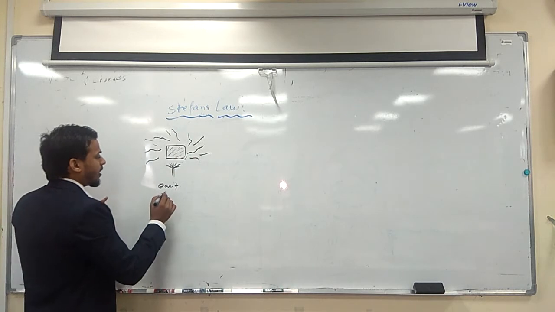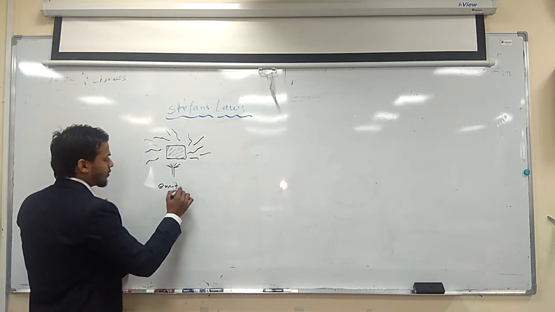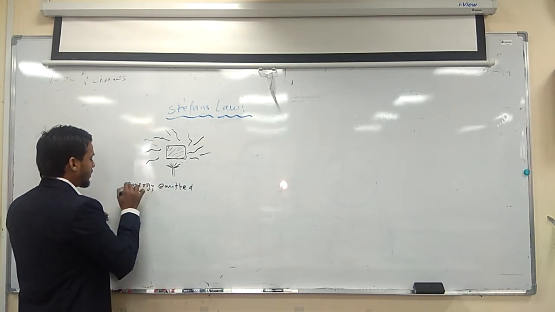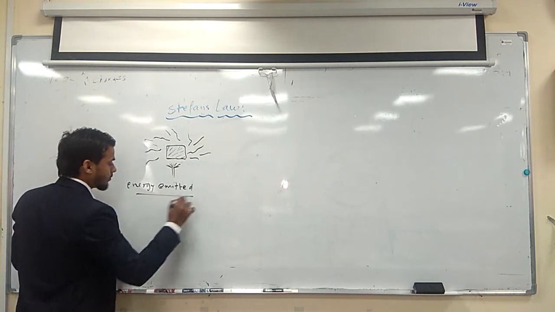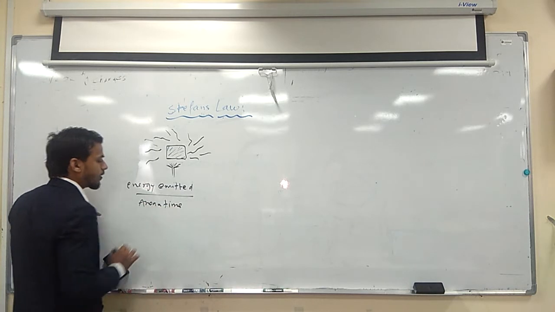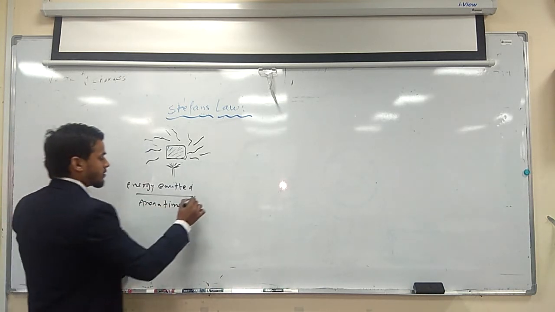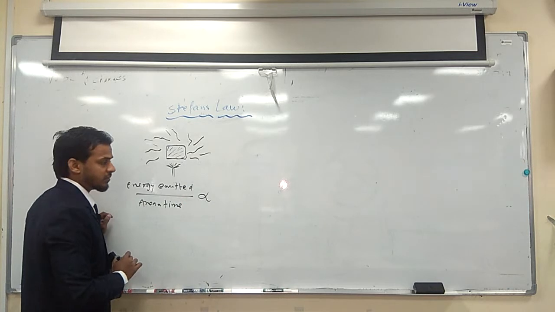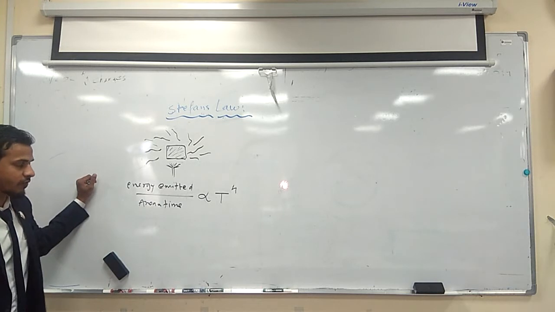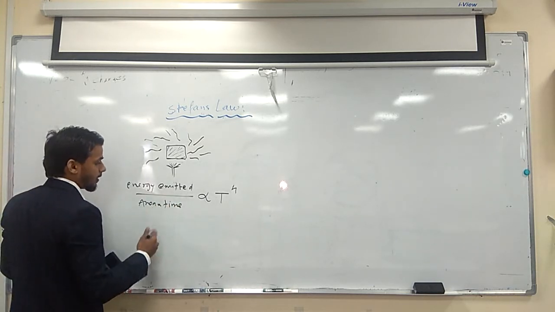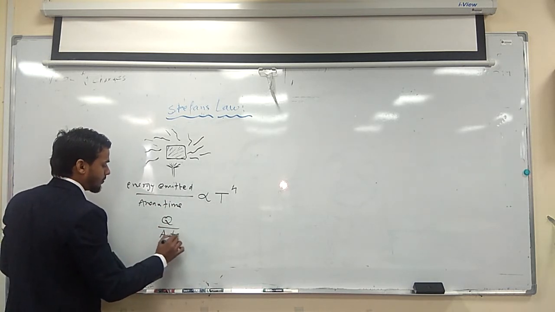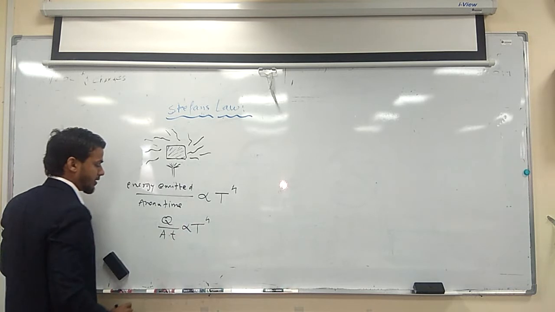So what does Stefan say? Stefan says that the amount of energy emitted per unit area in unit time is always proportional to the fourth power of absolute temperature. I will write it and I will explain it. Energy emitted we will represent by Q, area A, time t, proportional to the fourth power of absolute temperature.